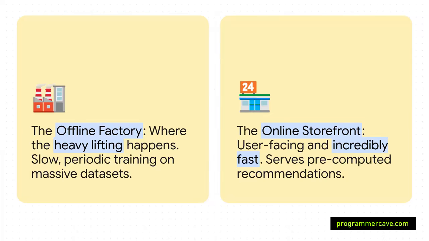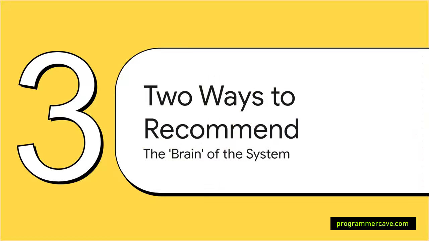The factory is where all the hard work, all the heavy lifting happens. It's chewing through mountains of data, training our models. It's slow, and that's okay. It might only run once a day. But the storefront, that's what you, the user, actually see. It does zero heavy thinking. Its only job is to be incredibly fast, instantly handing you the recommendations that were already prepared back in the factory.